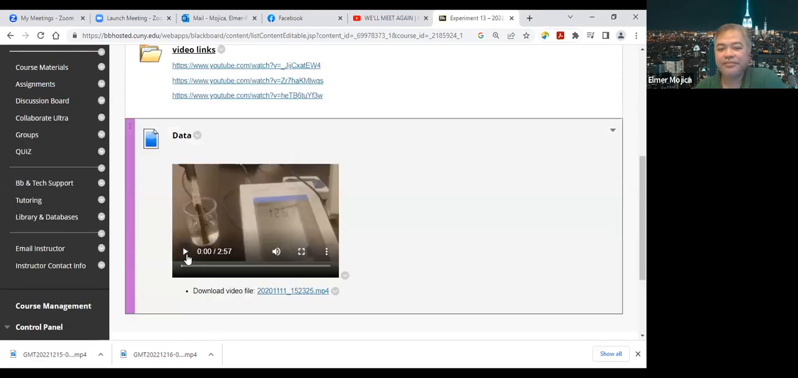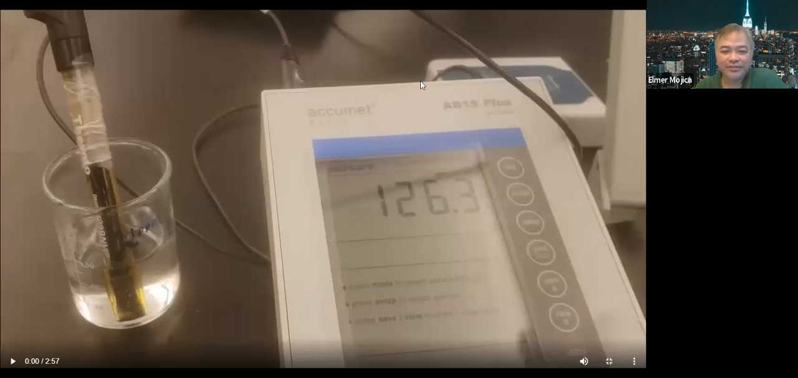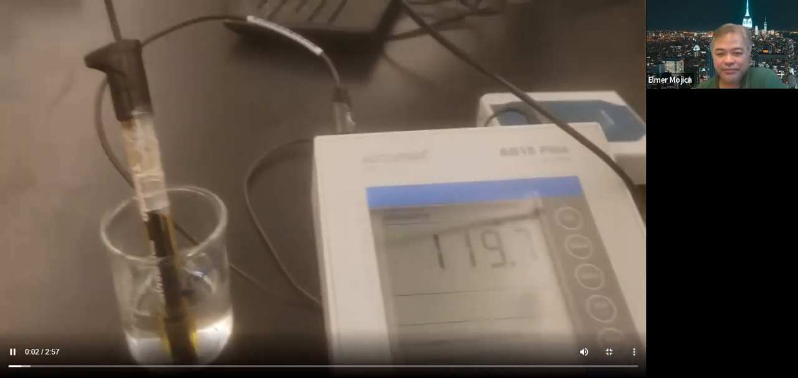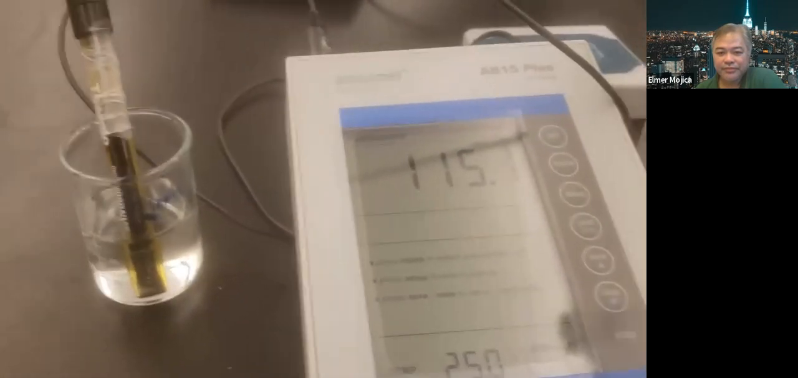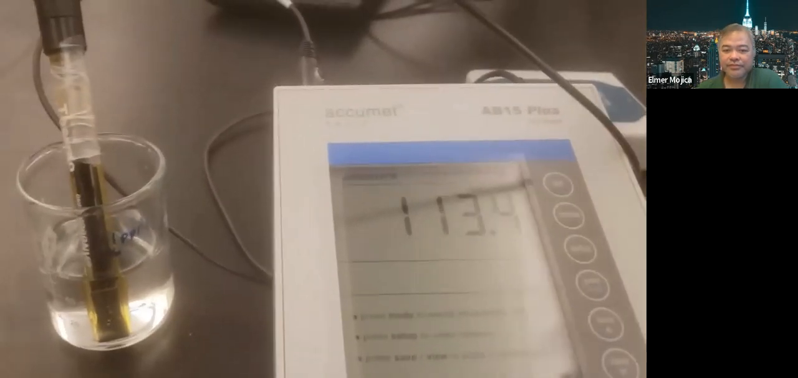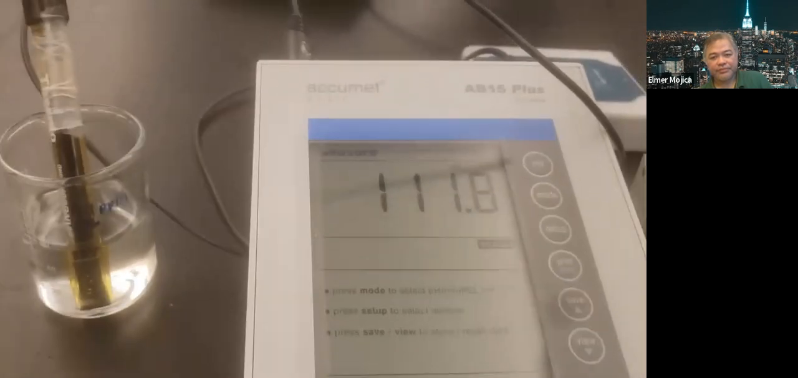So you see this? Kita nyo? May nakikita kayong video class na parang pH meter? Yes, po. Okay, that is an ion selective electrode. So ginawa namin dito, we're measuring the standard calibration curve.